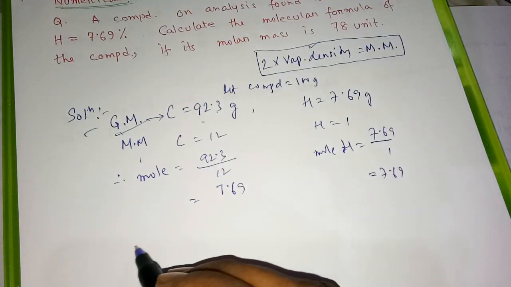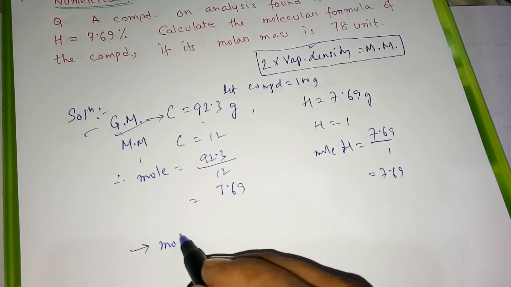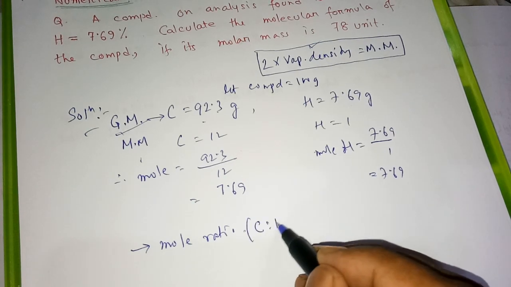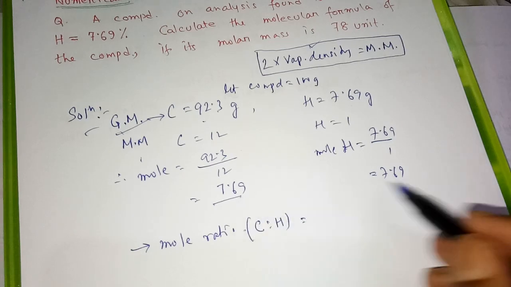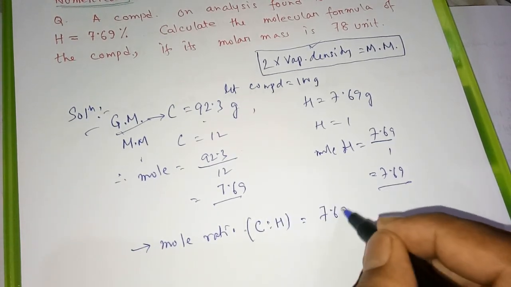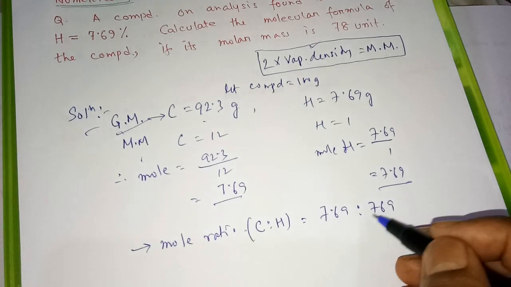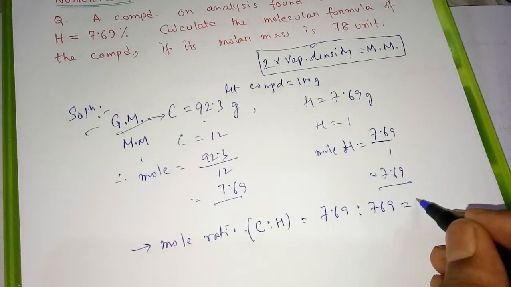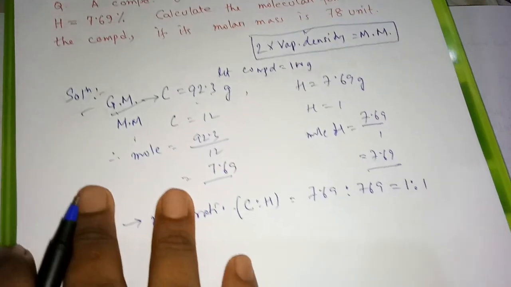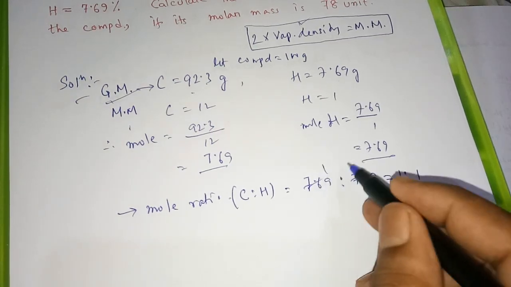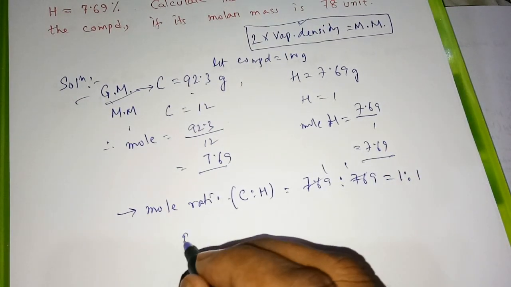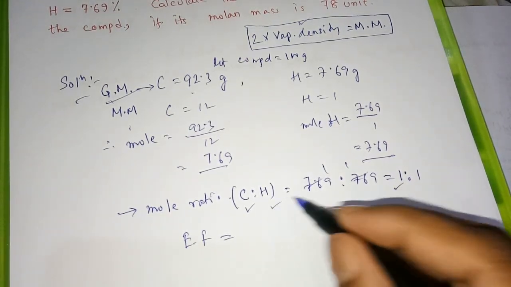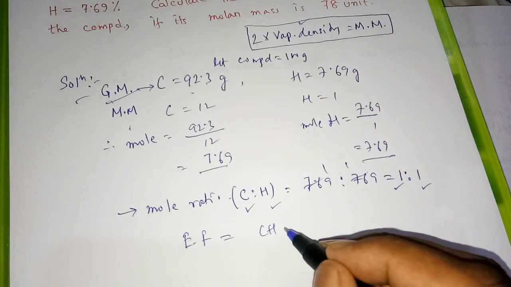Then the next step is the mole ratio, meaning we are taking the moles, carbon and hydrogen ratio. Carbon is 7.69, this is 7.69, so both of them you divide by 7.69, and we are getting the mole ratio as 1:1. Now its empirical formula, students: how many carbon? 1 carbon. How many hydrogen? 1 hydrogen. Empirical formula is CH.